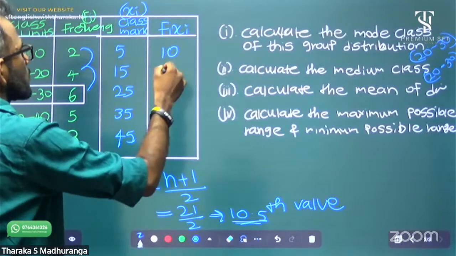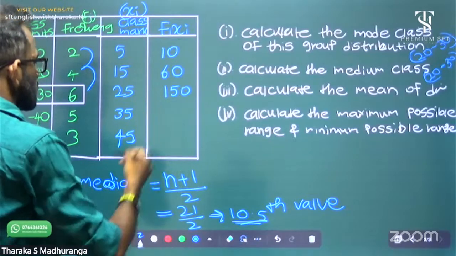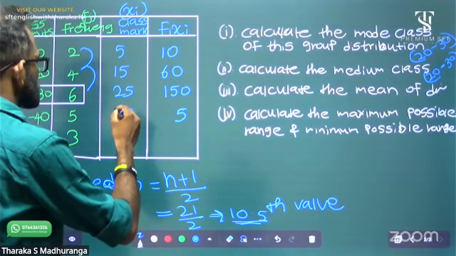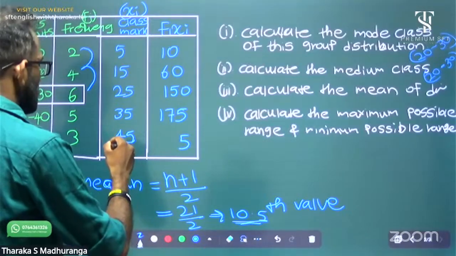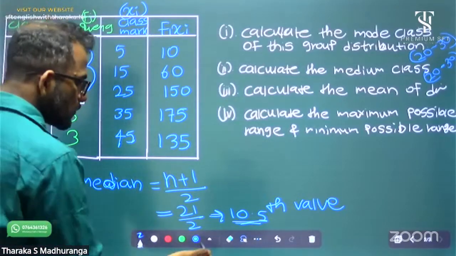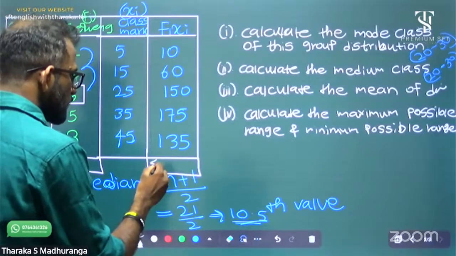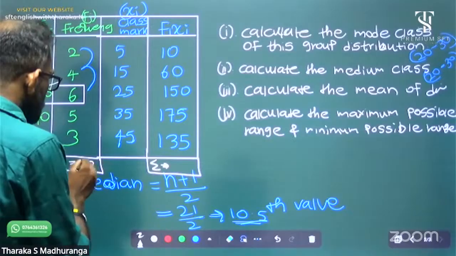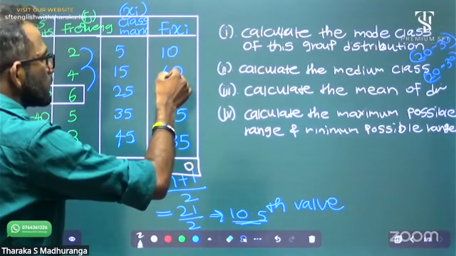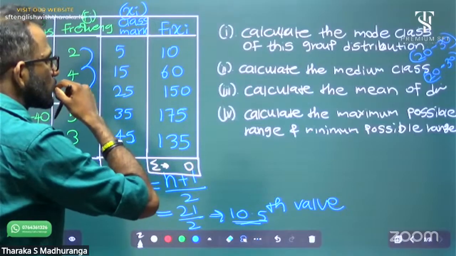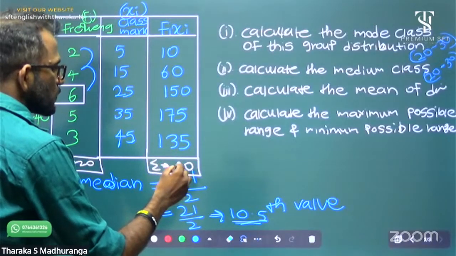10, 60, 150, 175, 135. Now you can get the sigma. Sigma, it's 20, 0, 0, 0, 5, 5, 0, 7, 7, 14, 14, 5, 19, 19, 22, 23.